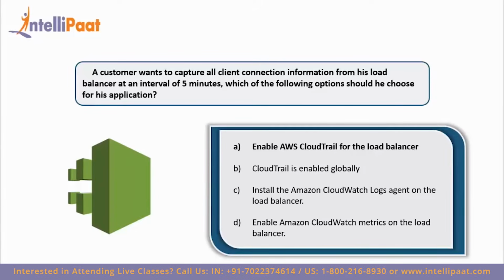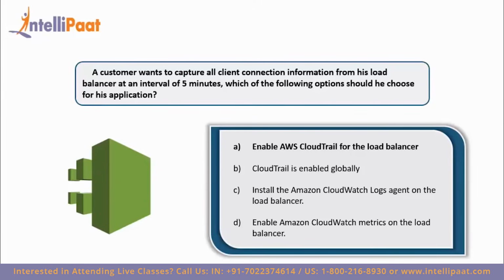The reason is that you're talking about the log of the client information: who is connecting to the load balancer, what IP addresses are connecting to the load balancer, etc. CloudWatch deals with the local resources of the instance that you are monitoring. For example, if you are monitoring an EC2 instance, CloudWatch can monitor the CPU usage or the memory usage of that particular instance.